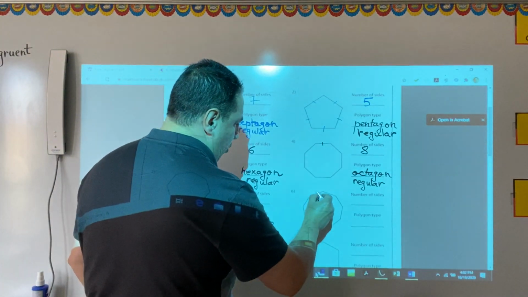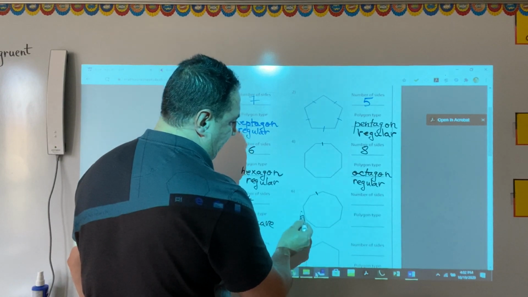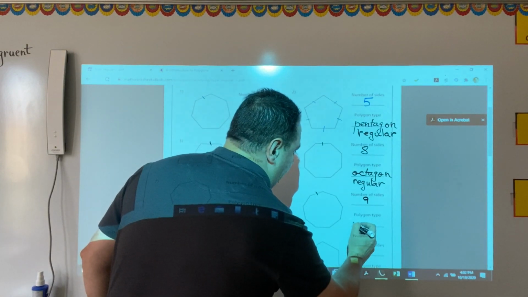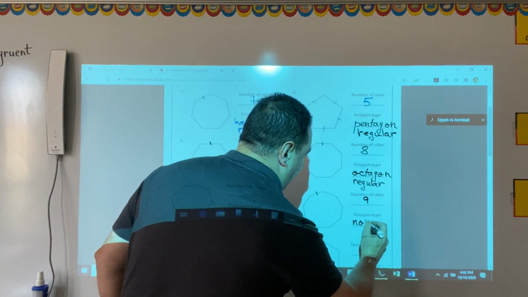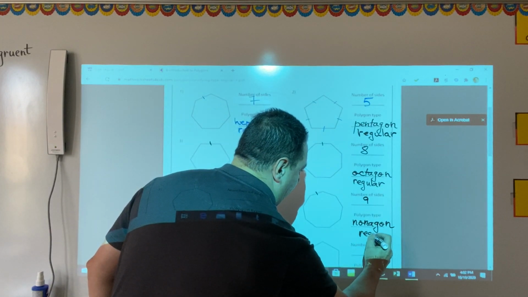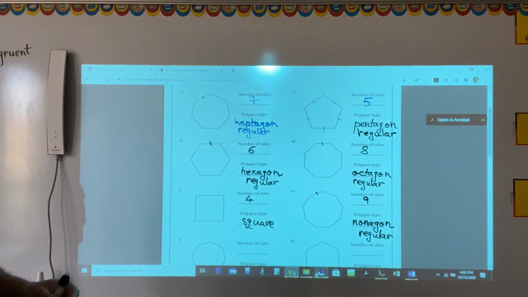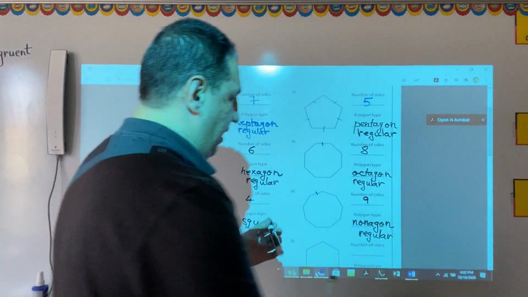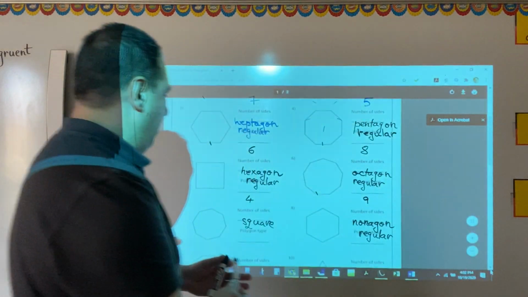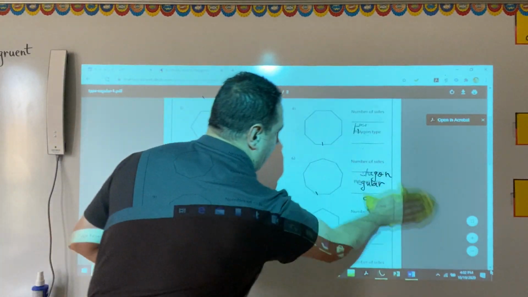Then this one we count. 1, 2, 3, 4, 5, 6, 7, 8, 9. So it's 9. The name of such a polygon is nonagon. And it also is regular because all sides and angles are the same. Good.